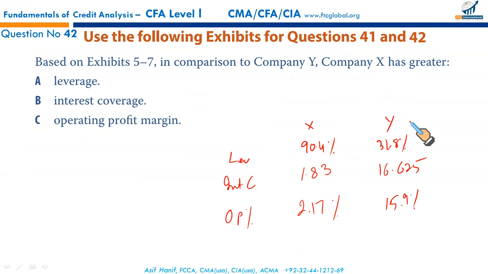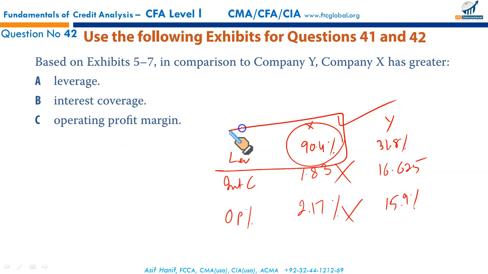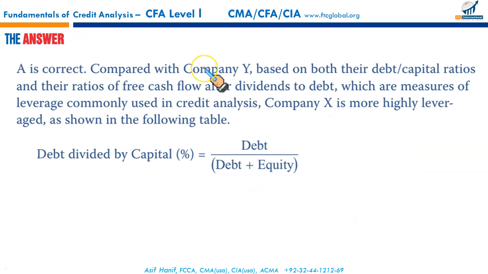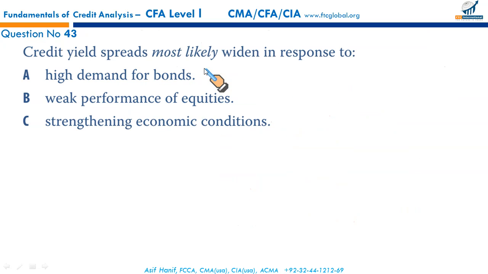So all the results are written here. Company X has greater leverage, yes. Interest cover, low. Operating profit margin, low. So that is A. A is the correct option. A it is. Credit yield spread most likely widen in response to high demand for bonds?